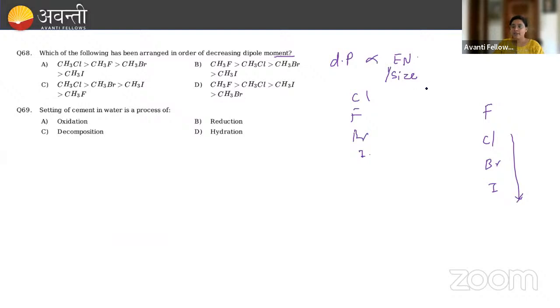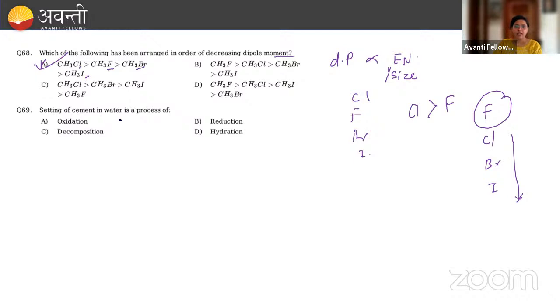But here, fluorine is having a very small size. What happens here is that the dipole moment of chlorine overweighs the dipole moment of fluorine. And that's why our order will be like this way: first Cl, then fluorine, then bromine, then iodine. Even though fluorine is having more electronegativity, the size of fluorine is very, very small. And that's why our order will be arranged in this way.